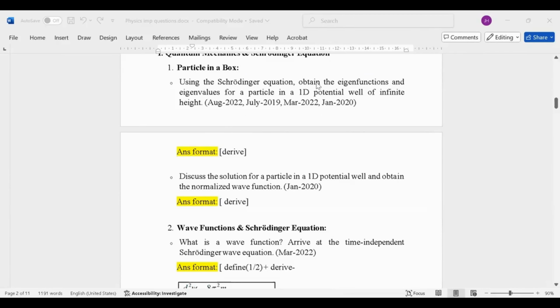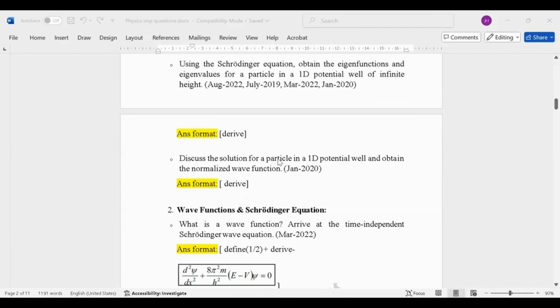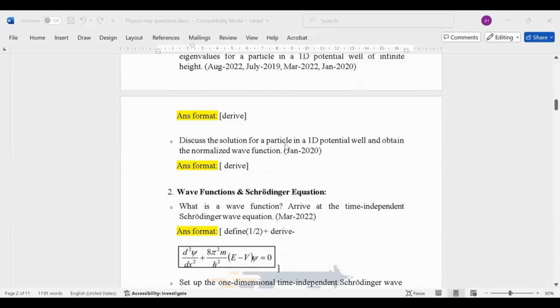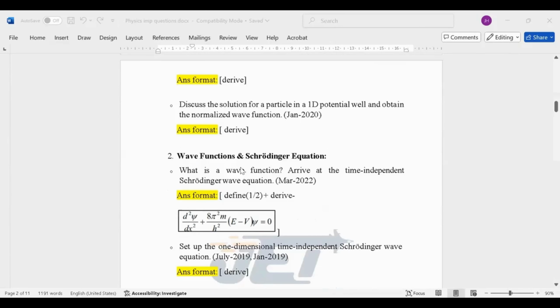So Schrodinger's equation: obtain the eigenfunction and eigenvalue for the particle in a one-dimensional potential well of infinite height. So you guys know this, what to derive. So no confusions, right? Then this is again the same question, guys. And you will also be asked to obtain the normalized wave function. That will be one more line, guys. You guys know it.